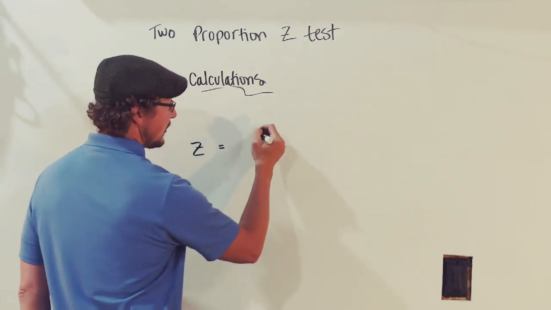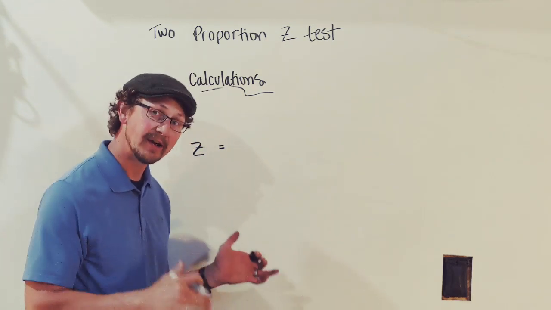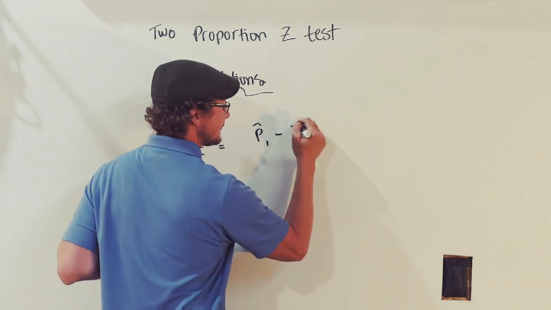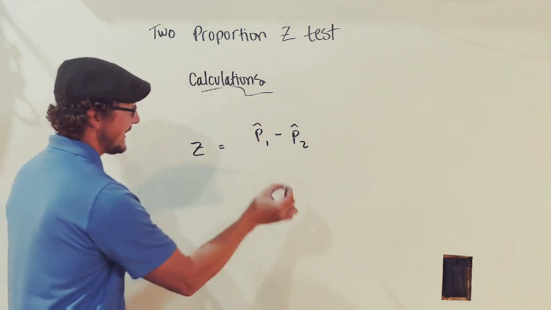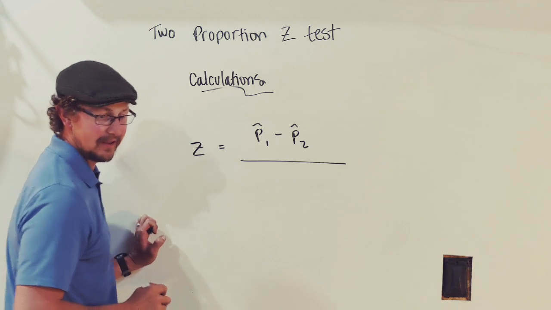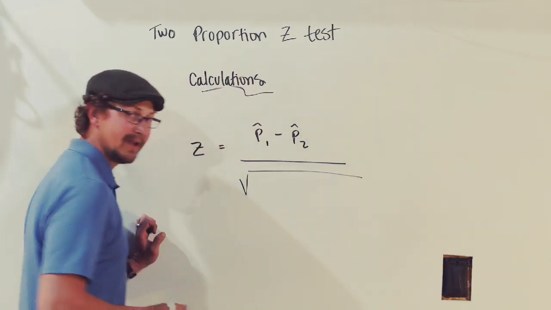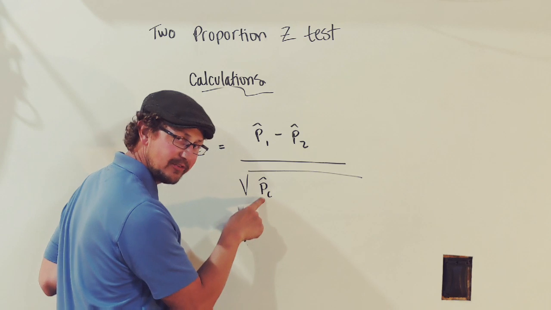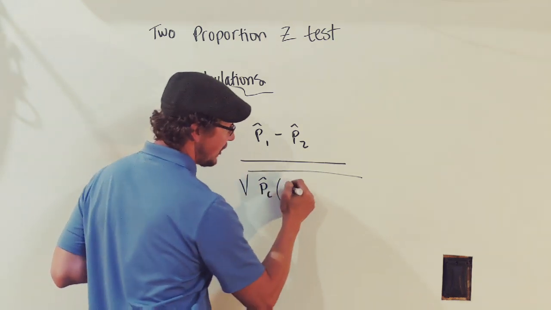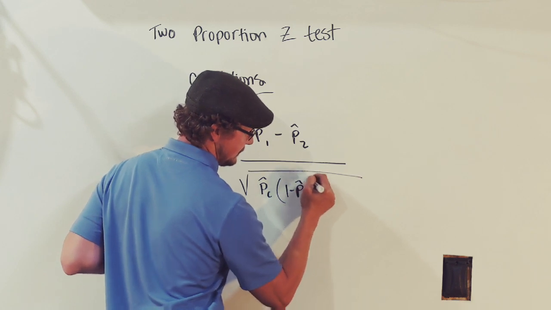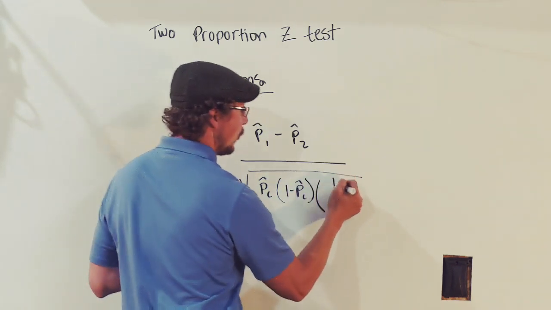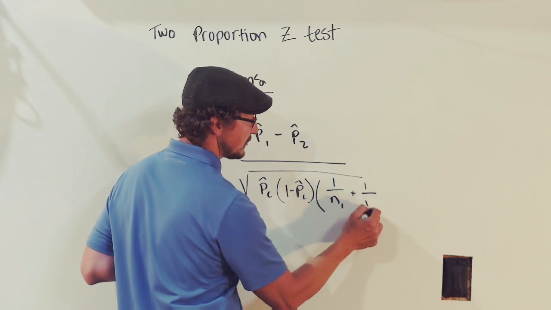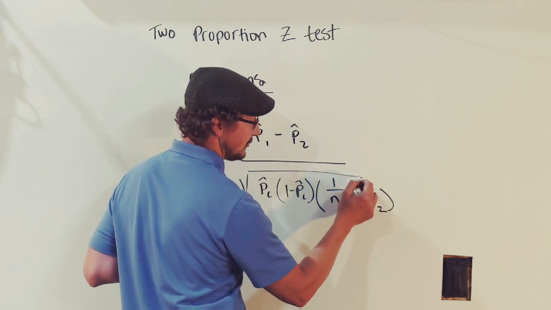Z equals the difference in proportions, because remember, we're looking to compare proportion 1 against proportion 2. So I'm going to take sample proportion 1 and compare it to sample proportion 2. And I'll divide that by the square root of, this is a big one, our friend combined proportion, p hat sub c, multiplied by its complement, times 1 over our sample size of sample 1 plus 1 over our sample size of sample 2.